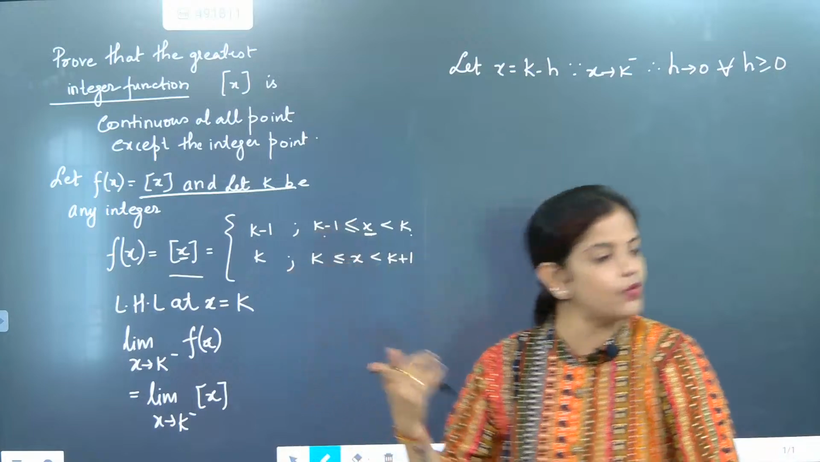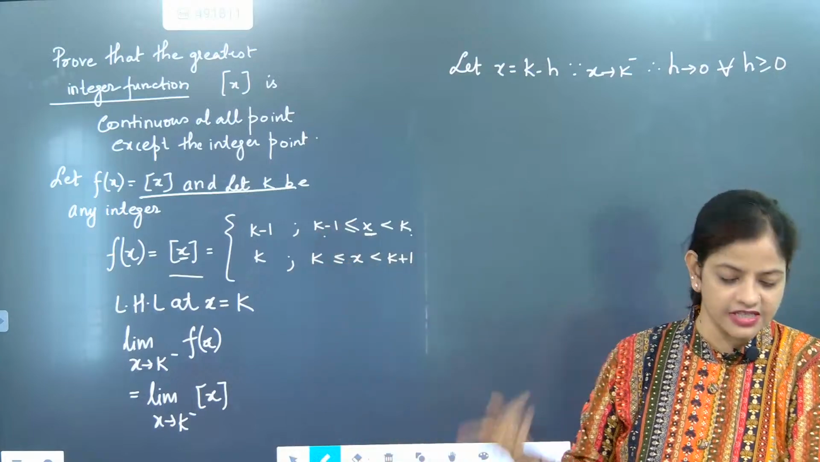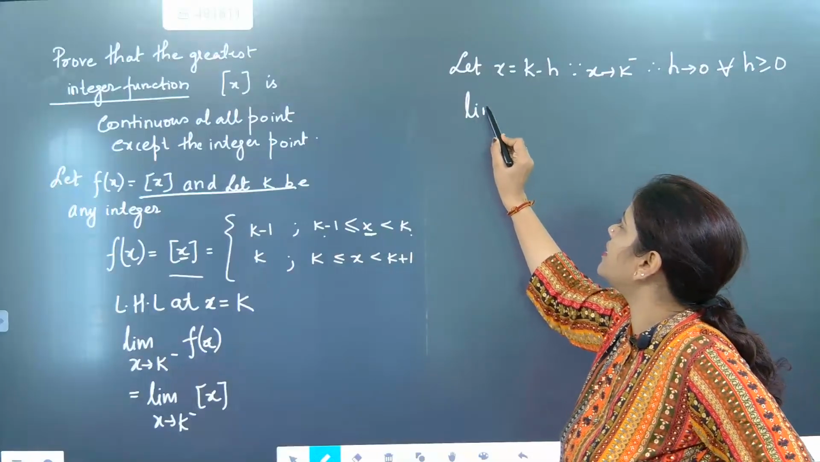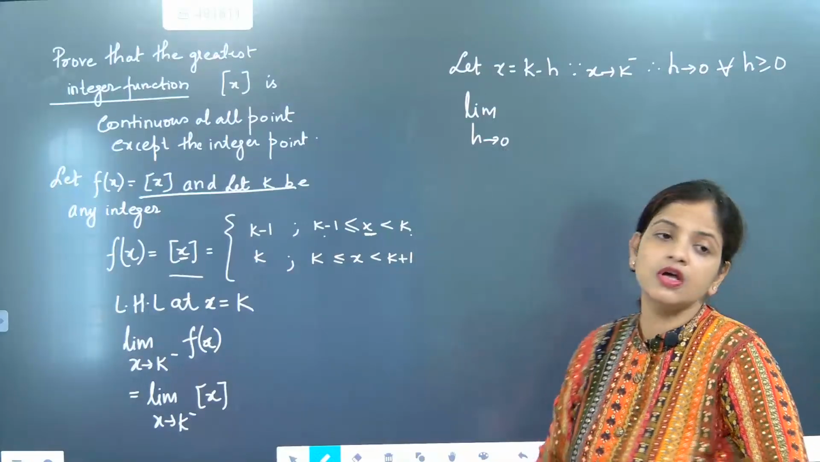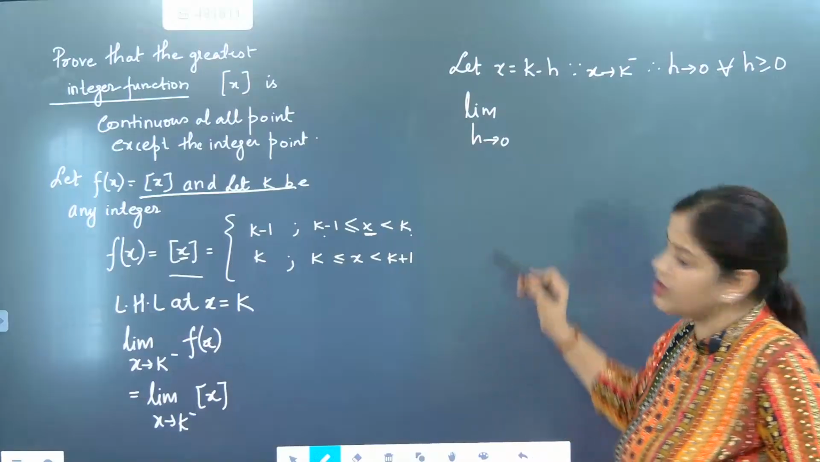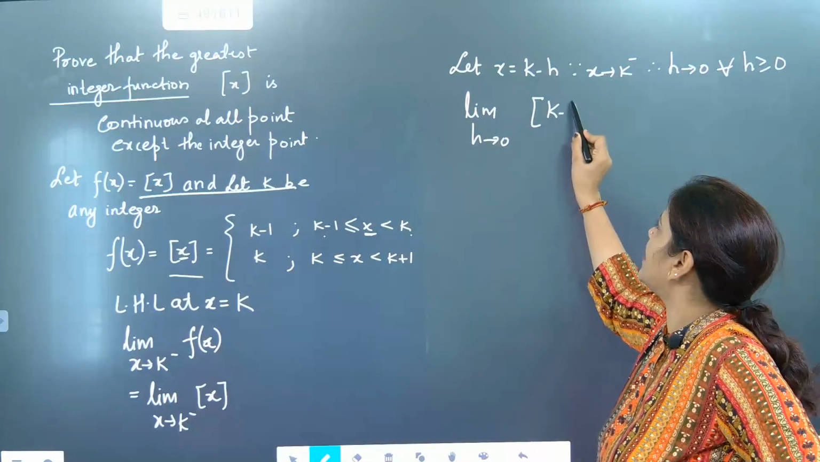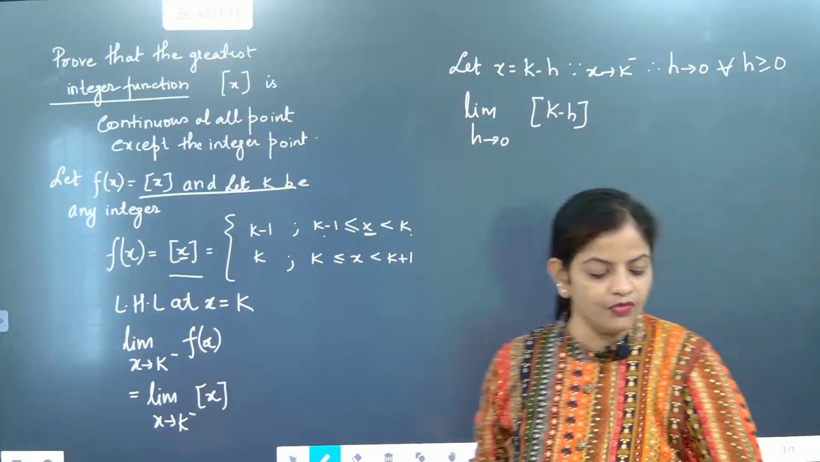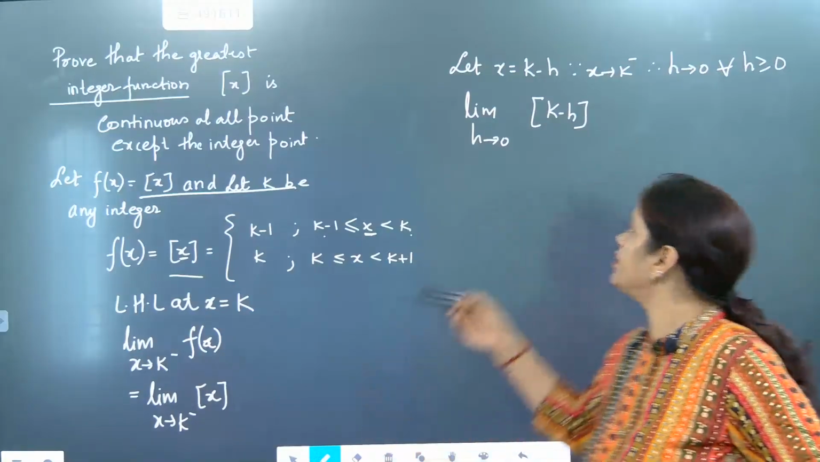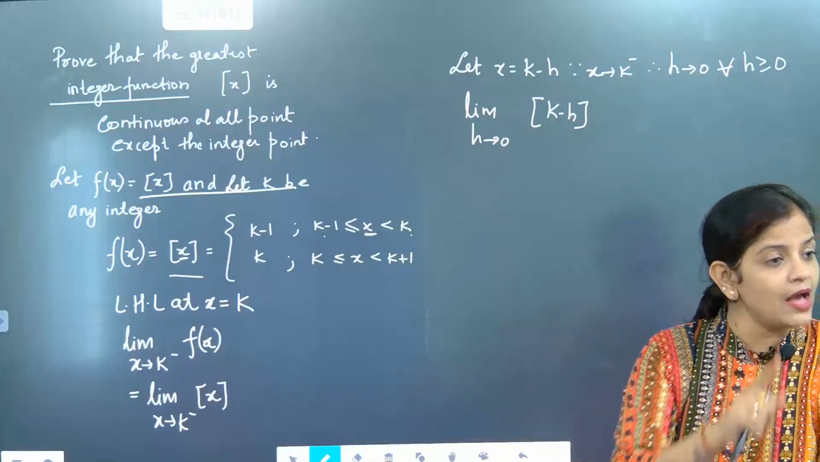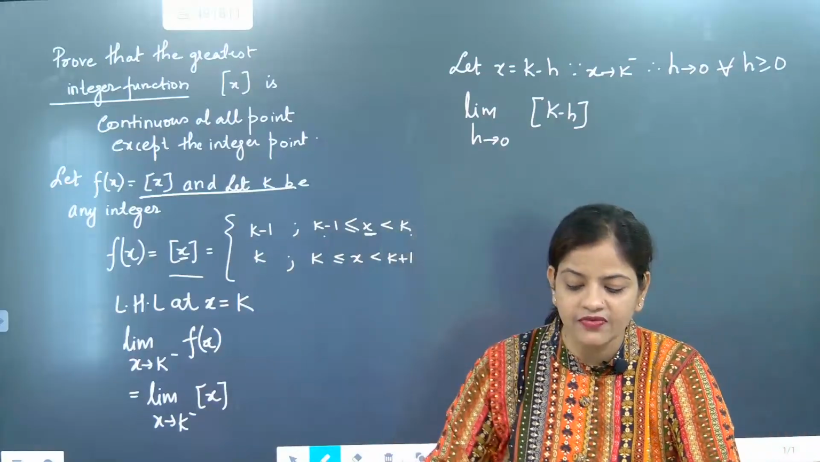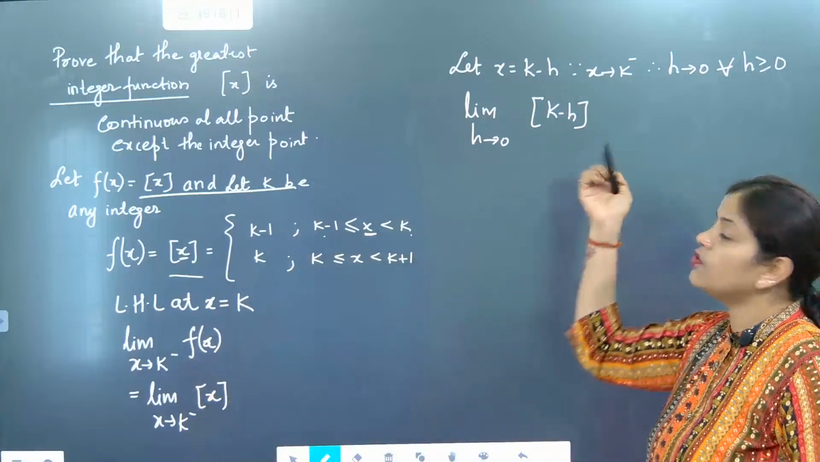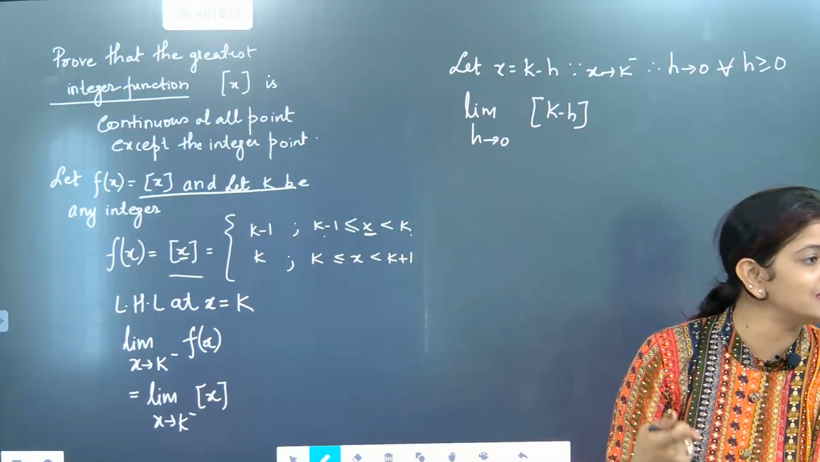Understood? So on the left side, what are we going to write? k minus h. When you write k minus h, everything goes in the limit part. Now here it becomes h tends to 0. Once h tends to 0, we write k minus h. When we move to the left side, h will be tending to 0. So what will happen? We take the k value and go to the left side, which means it will give you 1 lesser than k.